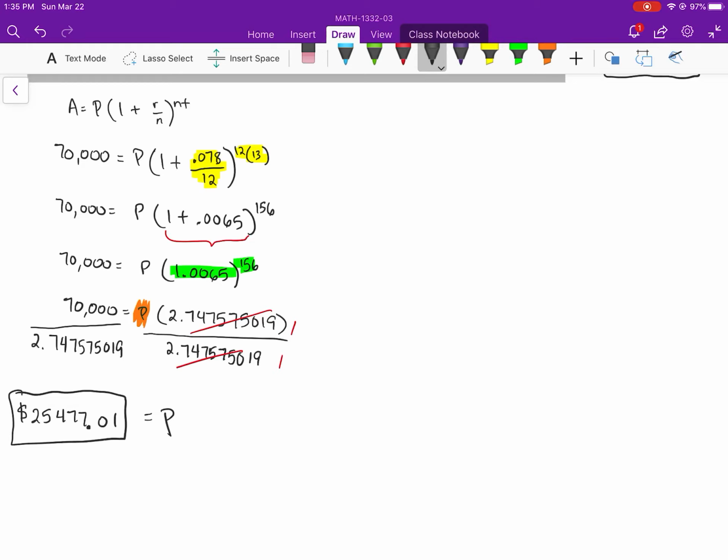And then after 13 years at that interest rate, and of course if it's compounded that many times a year, you will have $70,000 after 13 years. Okay. All right, so that concludes 10.3.